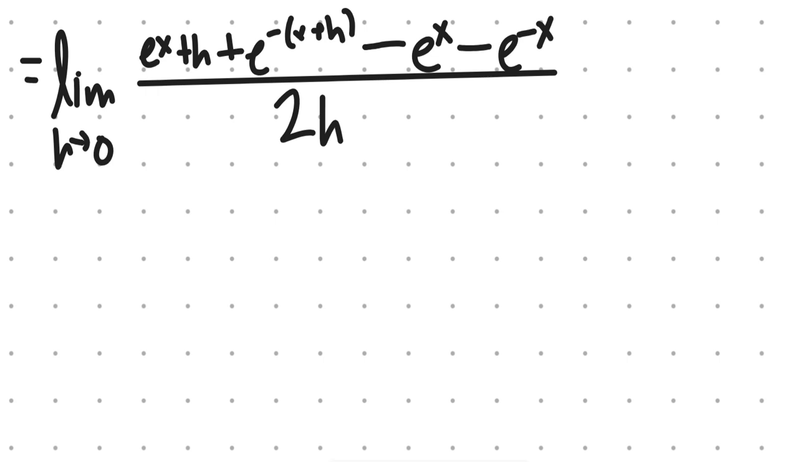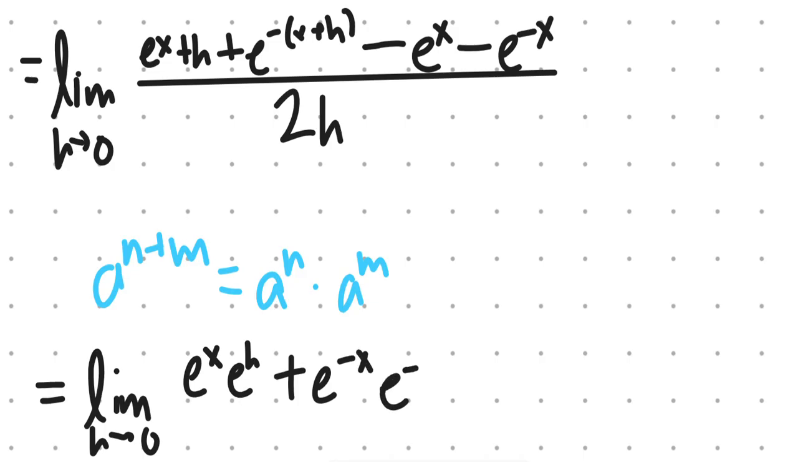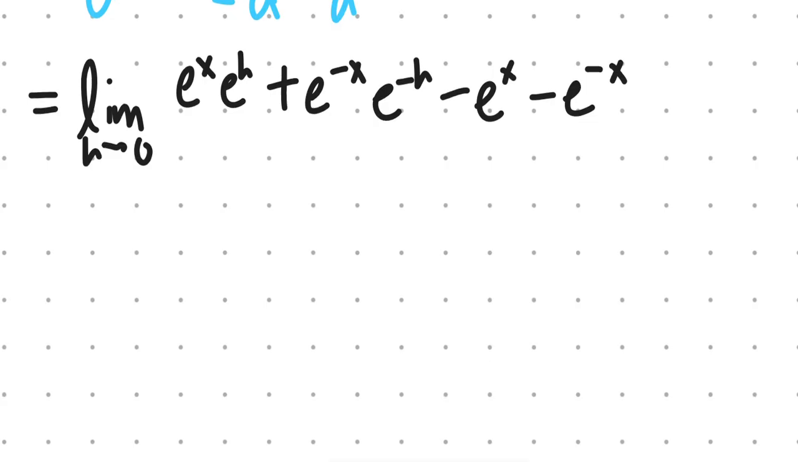Now, using the exponent rule, we have that a to the n plus m is equal to a to the n times a to the m. So here we can say that we have the limit as h approaches 0 of e to the x times e to the h plus e to the negative x times e to the negative h minus e to the x minus e to the negative x, and the whole thing over 2h.